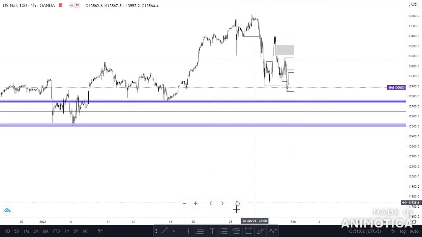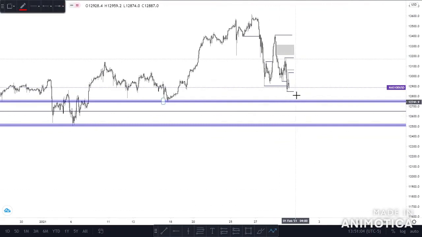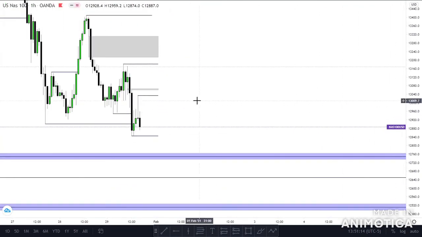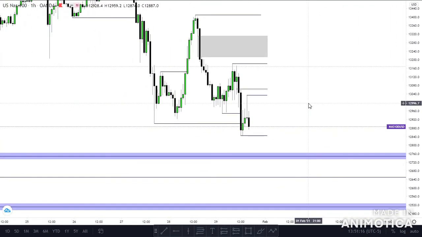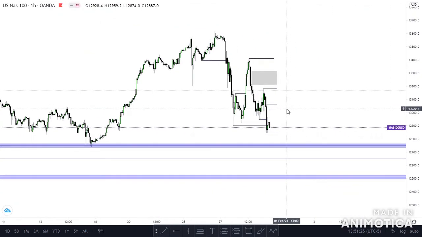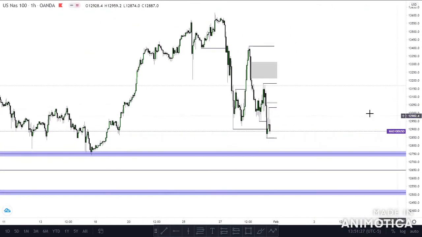Like I said, I'll be looking for buying opportunities if it decides to push lower by the regions that are marked out, and for selling opportunities, just rewind the video and you'll get the zones that are marked out. But nevertheless, I hope this video was informative.